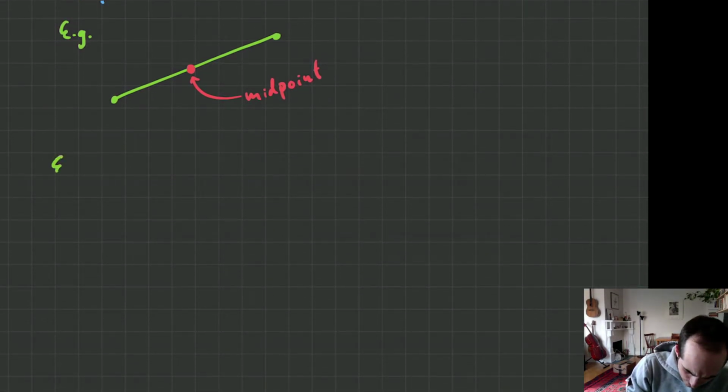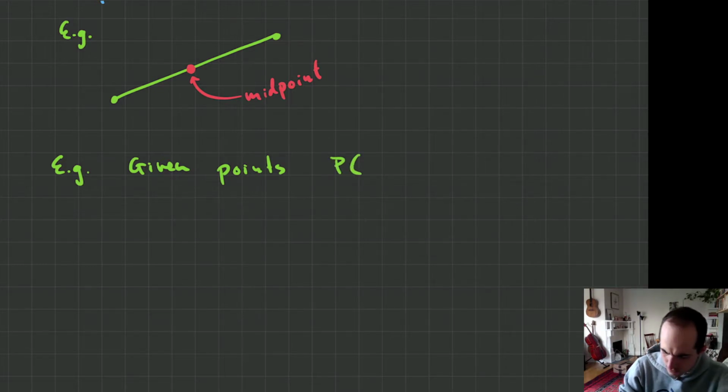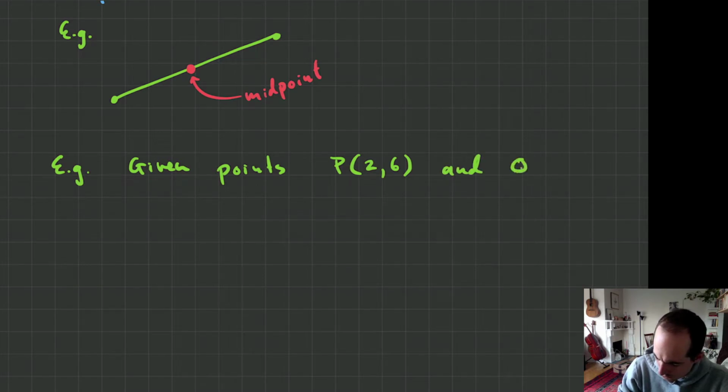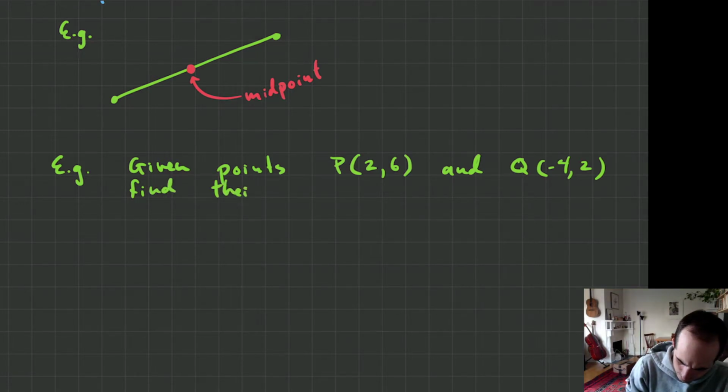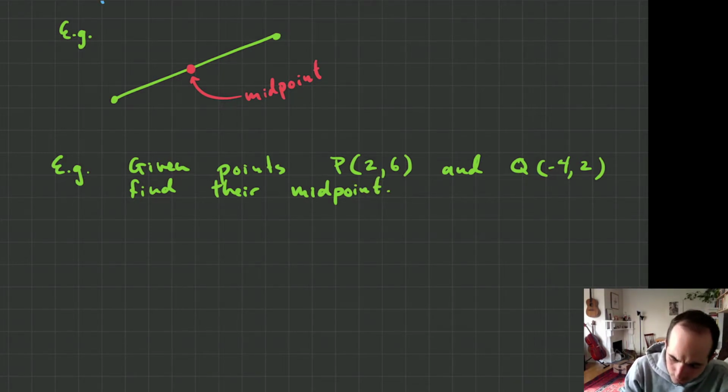So let's try. Given points, I'll call this point P, and it's the point (2, 6), and Q, which is the point, let's say, (-4, 2). Find their midpoint. Okay. So let's try that.